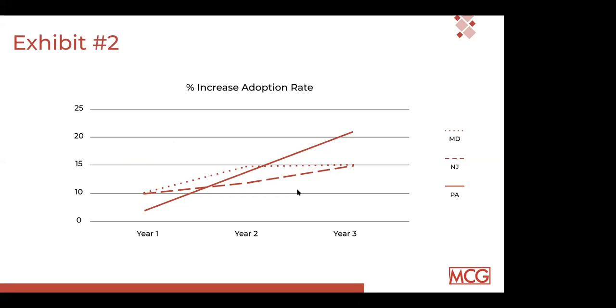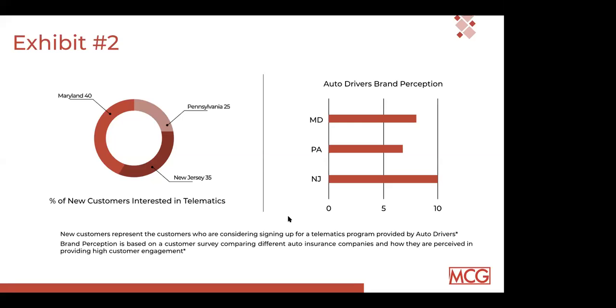Okay, so I'd say I choose New Jersey because it has a constant, low consistent increase in adoption rate, and it also has the highest brand perception, and roughly somewhere in the middle of the percentage of new customers.